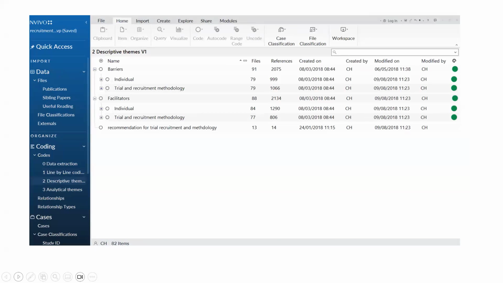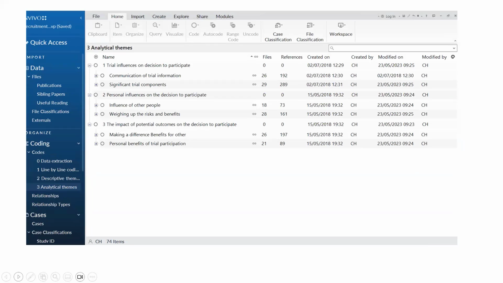In order to start making sense of the codes, it is then time to start developing descriptive themes, which describe the line-by-line codes within. This stage was very much a team effort, where I presented the codes and we had lengthy discussions about how they related to each other. In this instance, we looked at barriers and facilitators to participating in a trial. These were categorized as individual factors and factors relating to the recruitment process and the trial itself.